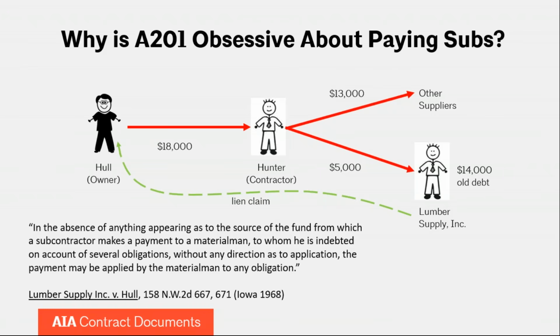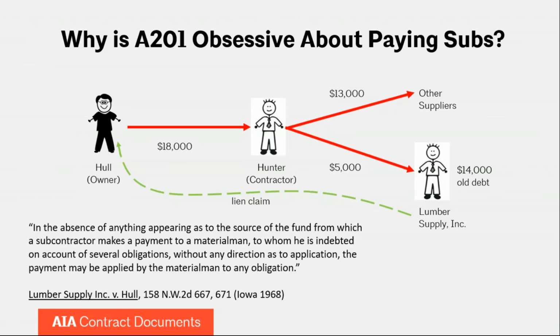To the owner of the home, Hull, you can see why this would seem very unfair, that they paid the contractor, but the contractor has not properly paid Lumber Supply. So the question then becomes, did the $5,000 to Lumber Supply apply to the Hull debt, or was it acceptable for that subcontractor to apply that $5,000 payment to old debt?